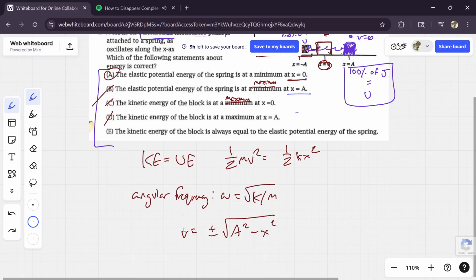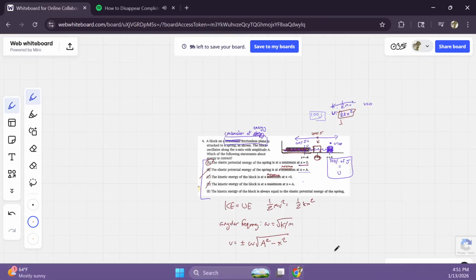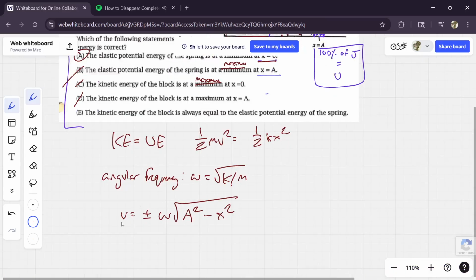Sorry, I messed this up. Let me forget what I just said there. This is actually equal to velocity equals plus or minus w times the square root of amplitude squared minus x squared. Again, this probably won't even be necessary on the test. I just want to explain why it's not E and fully solve it out. But again, this is kind of what we're dealing with now.